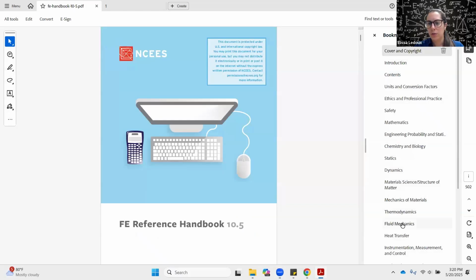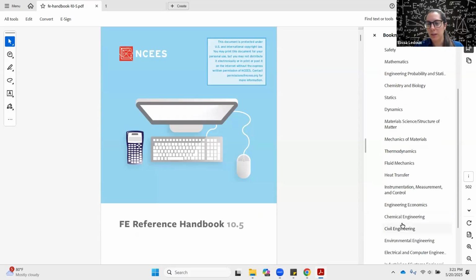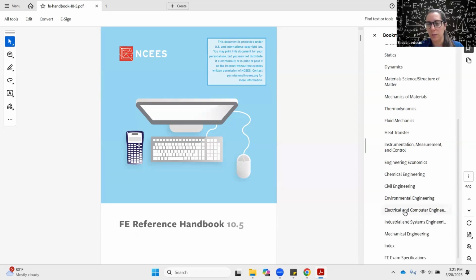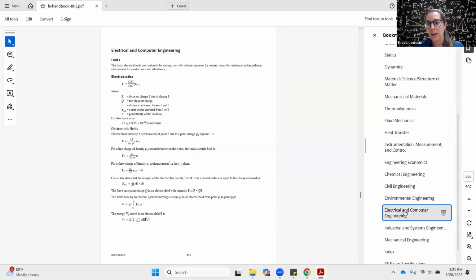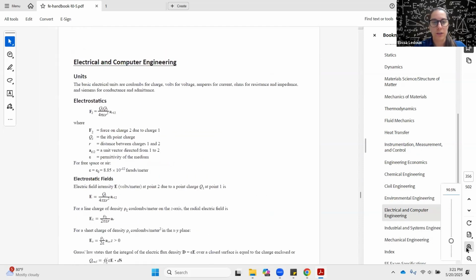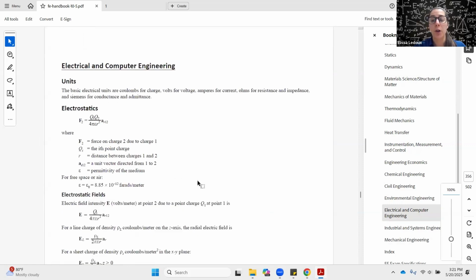So if we go to here, you'll have to actually scroll down to find the electrical and computer engineering section. It will only ask you the most basic stuff here. So you do not need to know everything that the electrical engineers have to know if you're taking the other disciplines exam, or really any exam besides the electrical and computer.